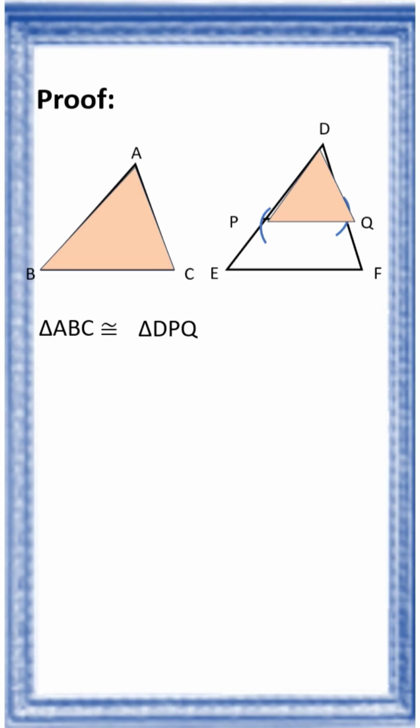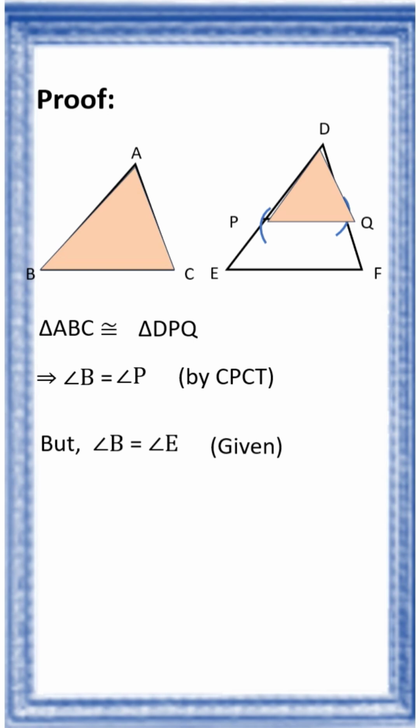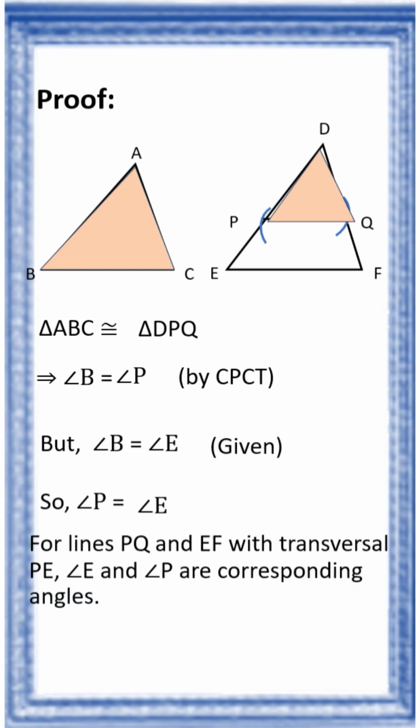Triangle ABC is congruent to triangle DPQ, so angle B is equal to angle P, corresponding parts of congruent triangles. But angle B is also equal to angle E. It has been given. So angle P is equal to angle E. For lines PQ and EF with the transversal PE, angle E and P are corresponding angles. Hence PQ is parallel to EF.